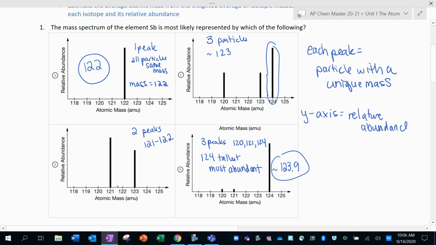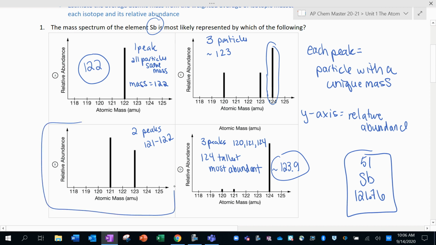And so we want to know which of these matches the element Sb. If you look at your periodic table, Sb is element number 51. And underneath it, you see 121.76. That means if you had a sample of antimony, the average mass would be 121.76. So the one that best matches that would be this one right here.